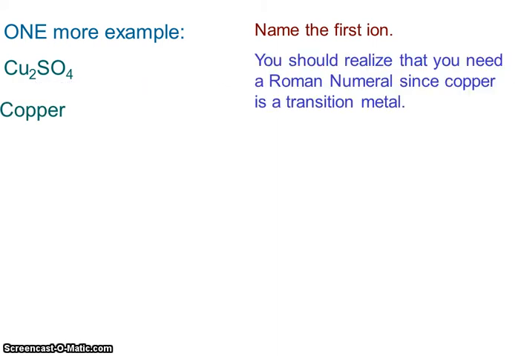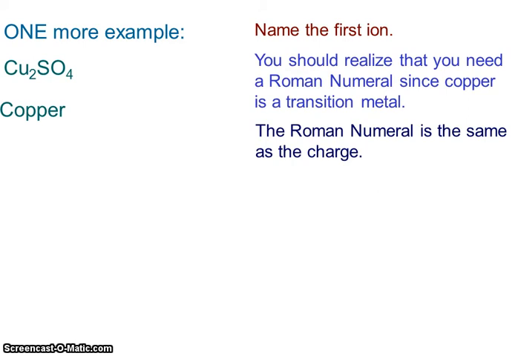It's copper. Something I should notice about copper, it's a transition metal. It's not a member of group 1, 2, or 3. And also, it's not one of the exceptions. It's not zinc, cadmium, or silver, so that means I'm going to need to put a Roman numeral in parentheses for it. Again, just to remind ourselves, the Roman numeral should be the same as the charge, and I have to find the charge.